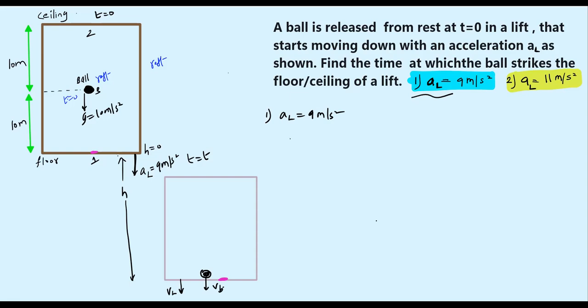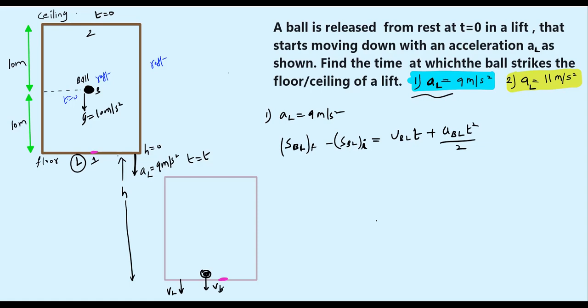Then what is the formula? Displacement of the ball with respect to lift, lift means I'm writing L. Final minus initial equals UBL times time plus half ABL t square. The equations of motion only we are writing in this way.